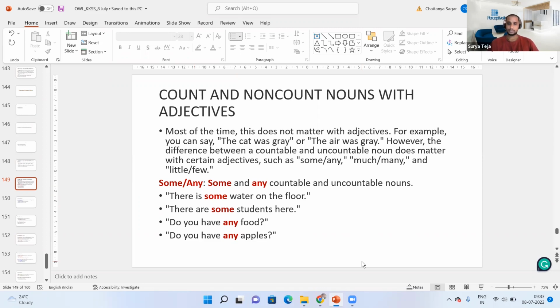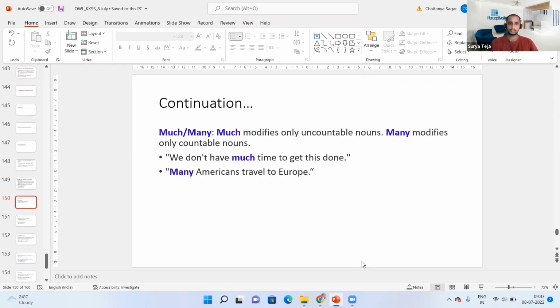But in the case of others, there is some kind of distinction which makes them a bit different. If you see here, much is actually used only for uncountable nouns. So whenever there is much, we should remember by heart that much is used for uncountable nouns and many is used for countable nouns. Let's see some examples. We don't have much time to get this done. We won't say we don't have many time to get this done. We would say much time.